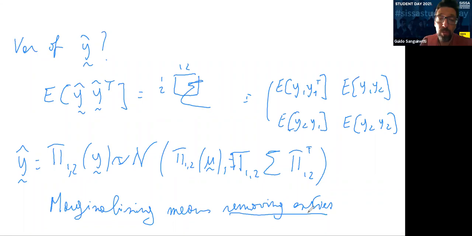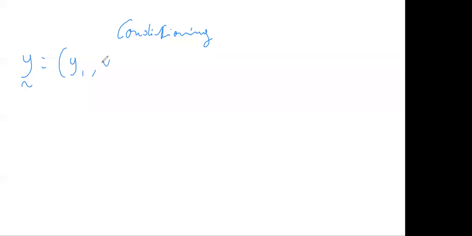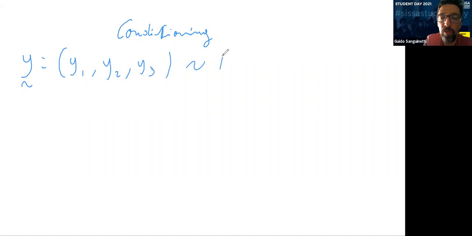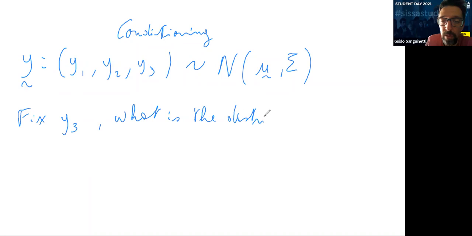The other thing that we might be interested in doing is conditioning. So let's say we have a vector y, again three-dimensional, and it's distributed according to a Gaussian with mean mu and variance covariance matrix sigma. And now suppose that you fix, let's say, y3. What is the distribution of the remaining two entries, y1, y2?